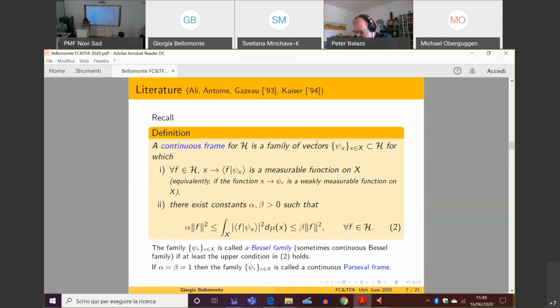Let me rewind. We have a family of vectors in H, for which for every f in H, this function is a measurable function on X. So you can think about a family psi whose elements are psi sub x, with x varying in this measure space, such that this condition holds true.